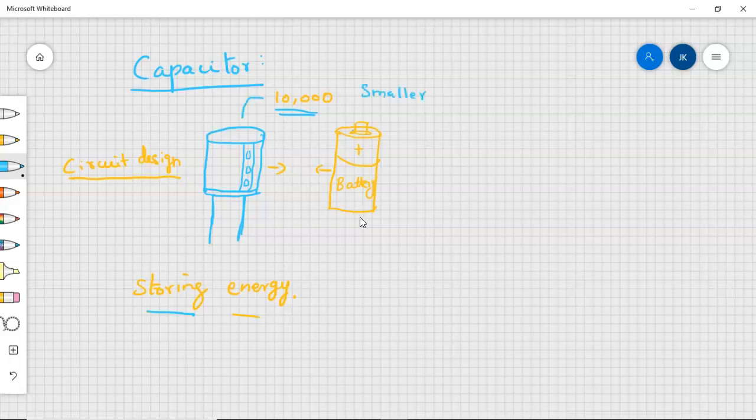If the size of the battery and the capacitor is the same, the storage of energy will be much less, smaller than the battery, but it is useful enough for many circuit designs.